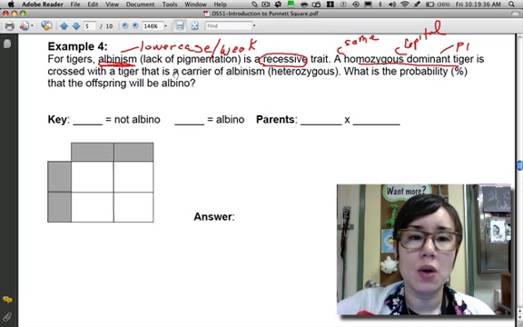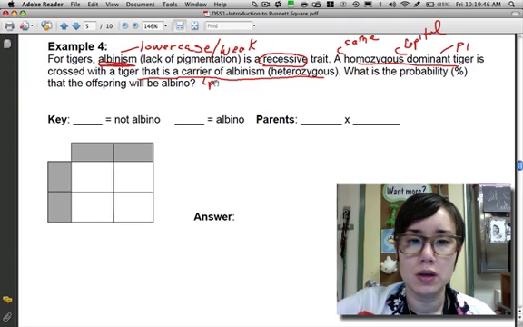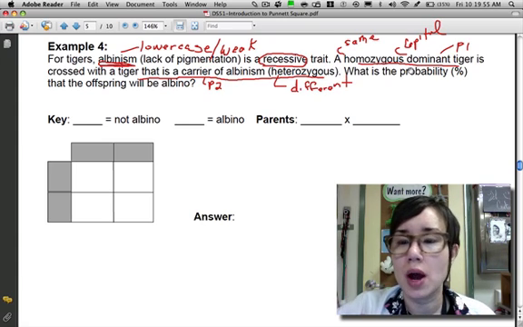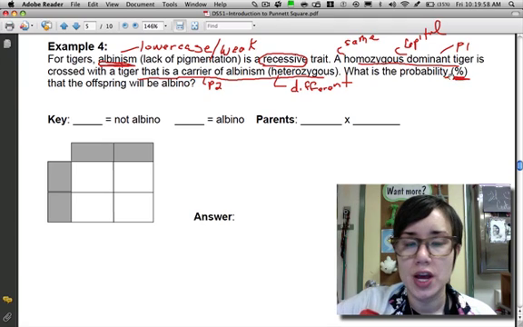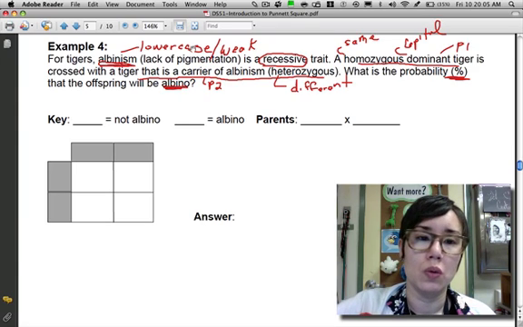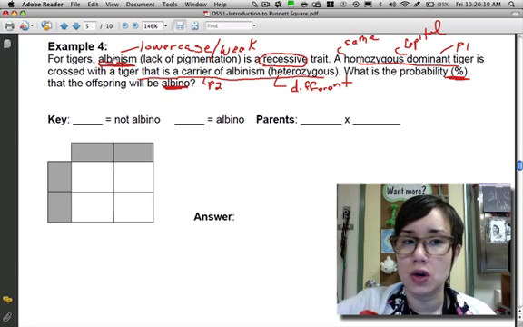We're going to cross that with another tiger. So here's our second parent, who is a carrier for albinism, which means that they're heterozygous. So this is parent number 2. And if they're heterozygous, I know that their 2 letters are going to be different. And then it asks, what is the probability? So I'm looking for a percentage that the offspring will be albino, which means it has to be recessive. Albinos only phenotypically appear when they have albinism or the genes that code for albinism.